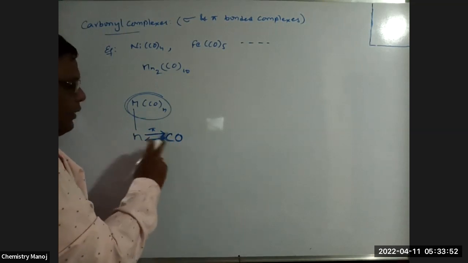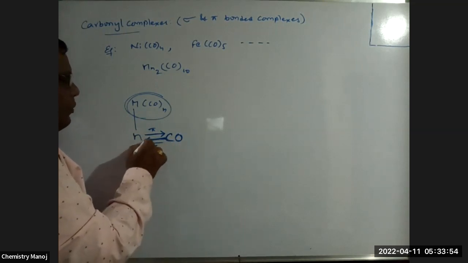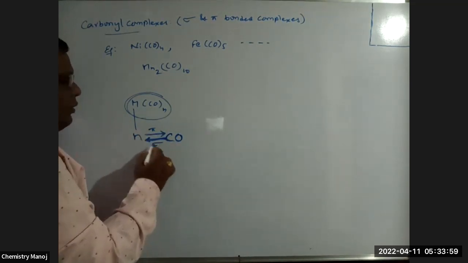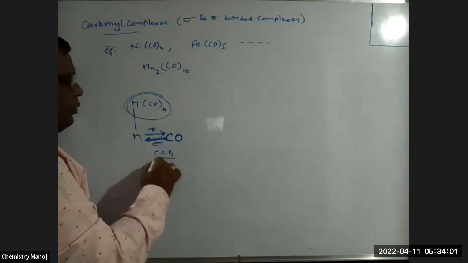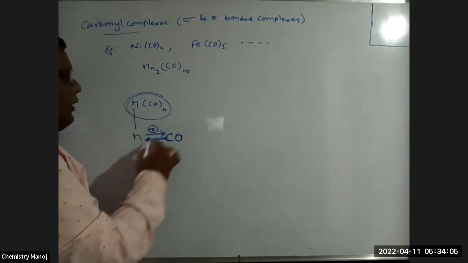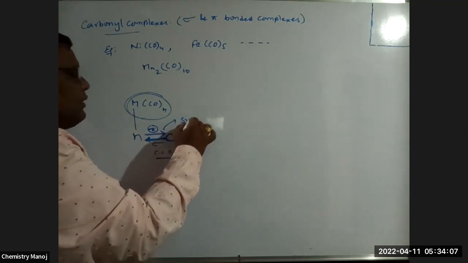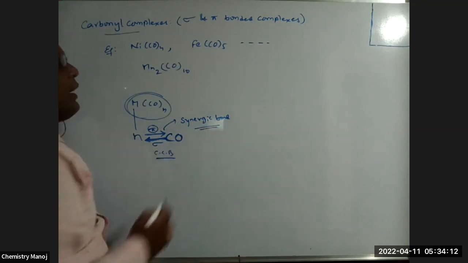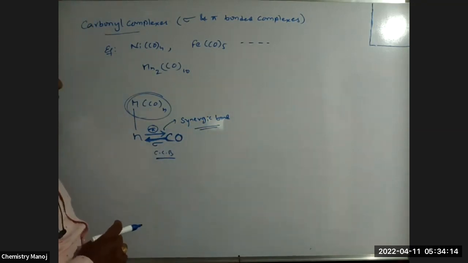That means here two bonds are there, one from carbon to metal, another one from metal to carbon. This is a coordinate covalent bond, no doubt. It is also a coordinate covalent bond, but it is pi bonded. This bond is called a synergic bond, a compensated bond.